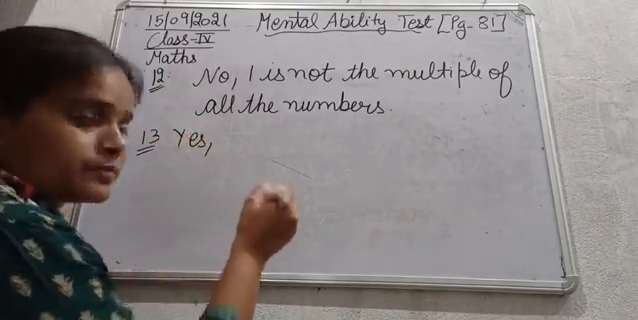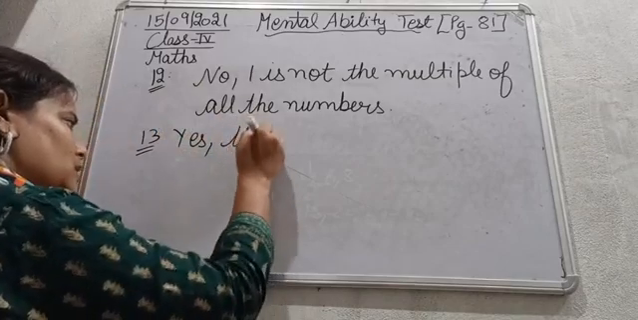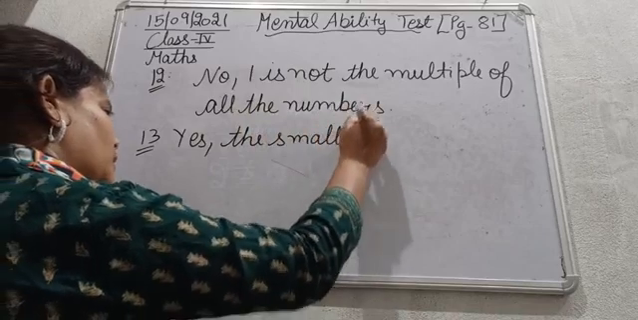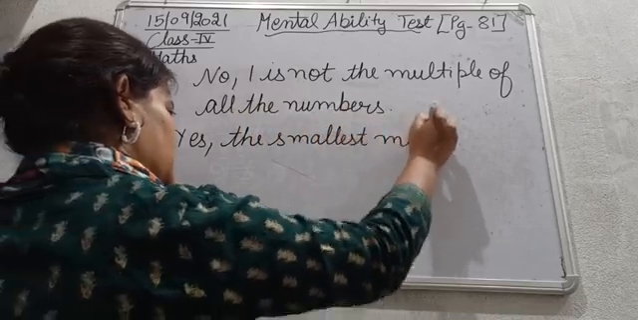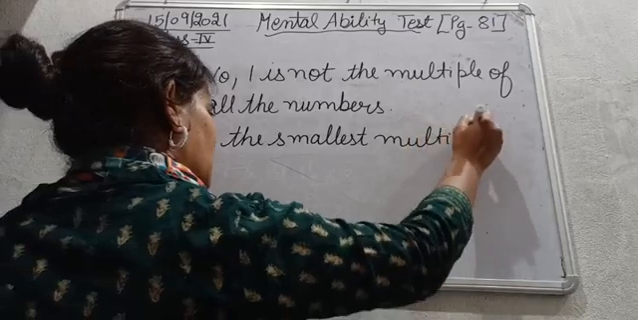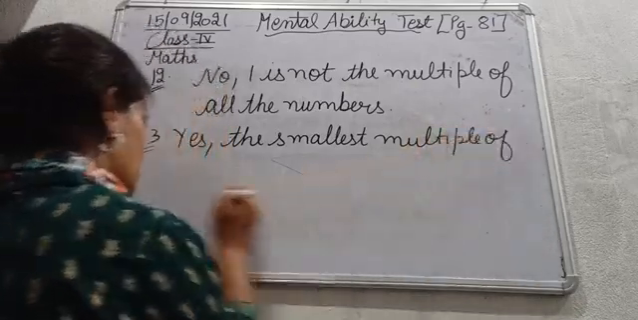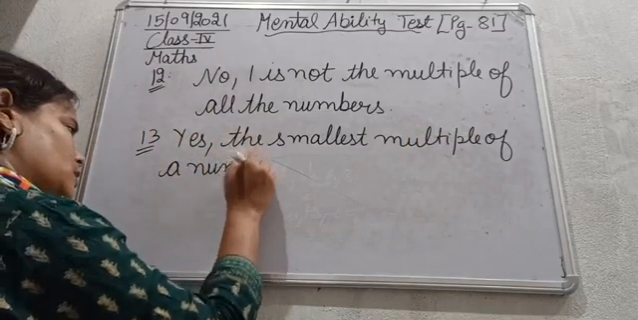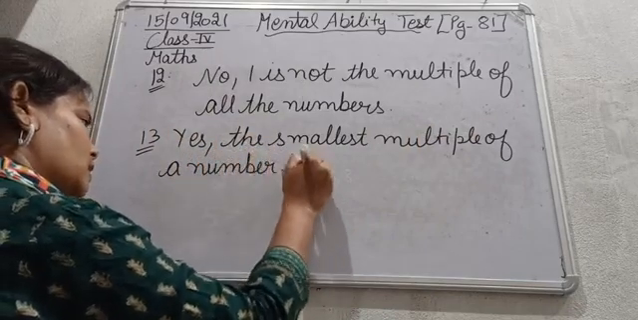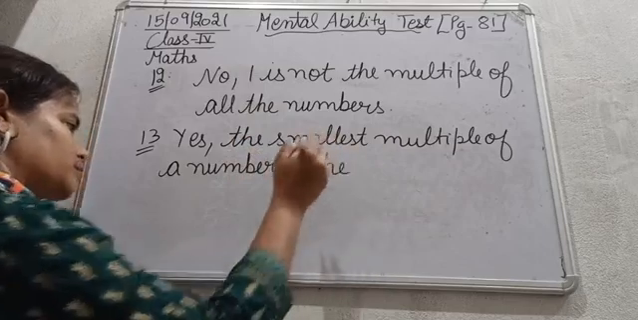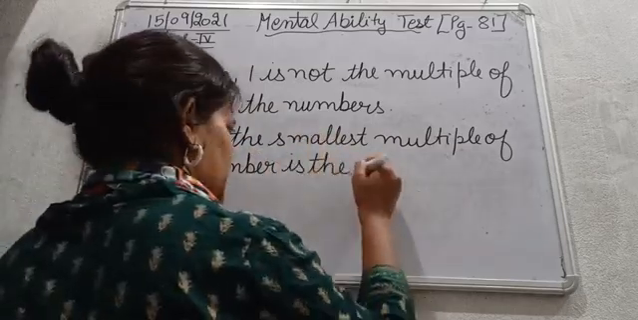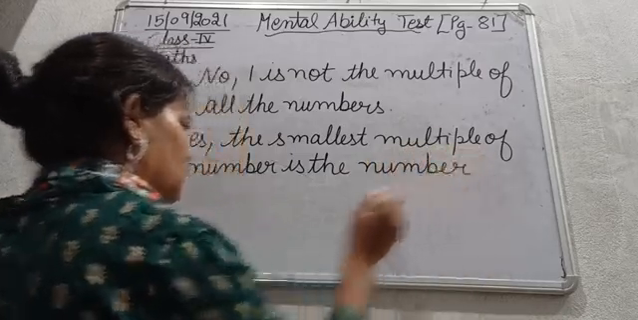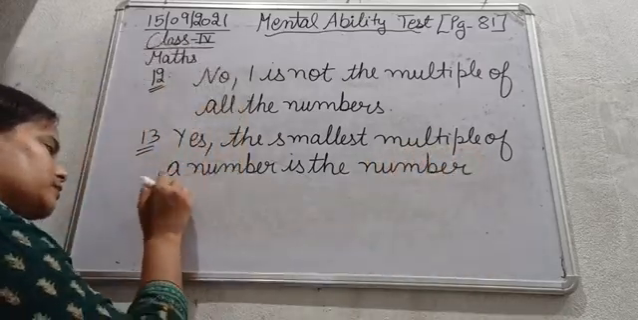Write down the 13th: Yes, the smallest multiple of a number is the number itself.